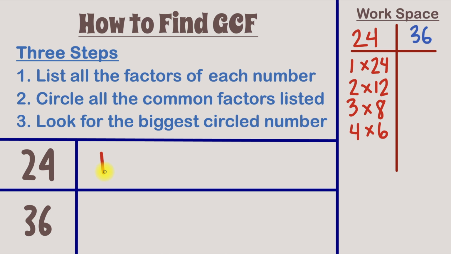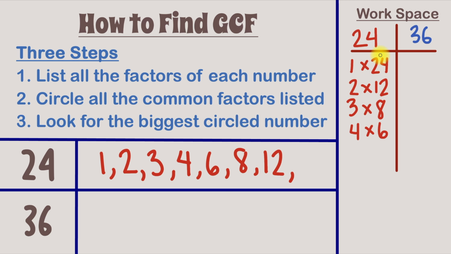We've got 1, 2, 3, 4, 6, 8, 12, and 24. And just like that, we found all of our factors for 24.